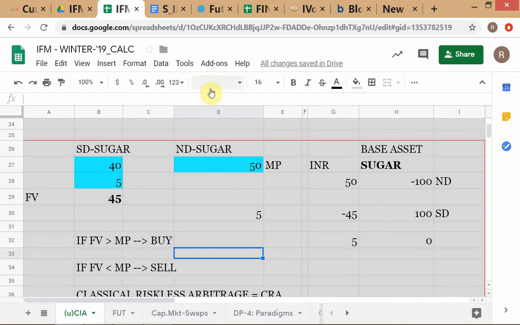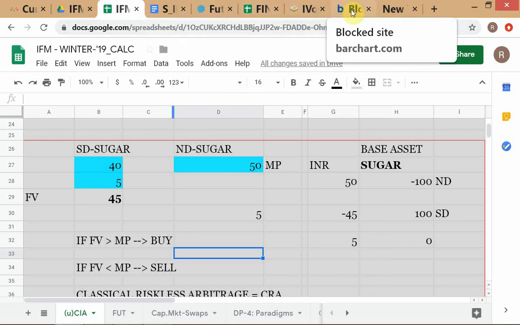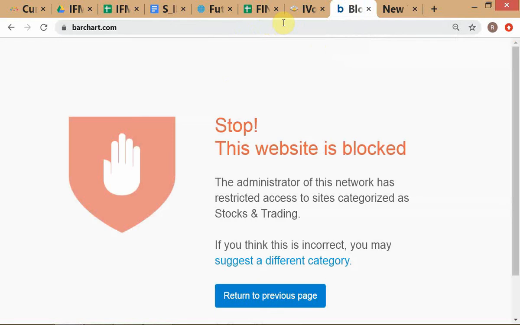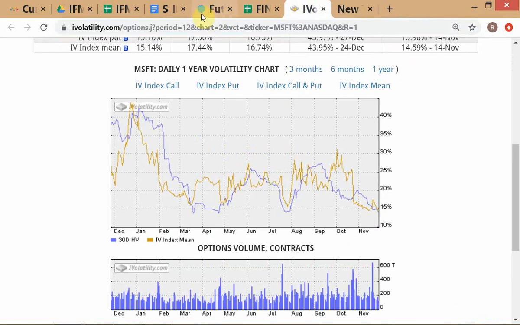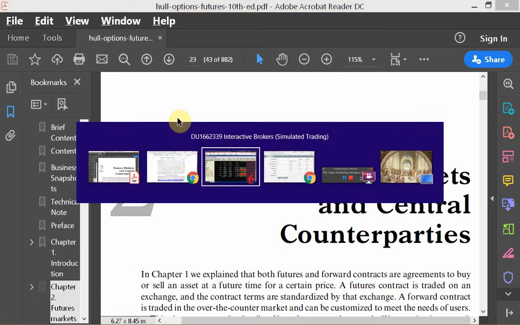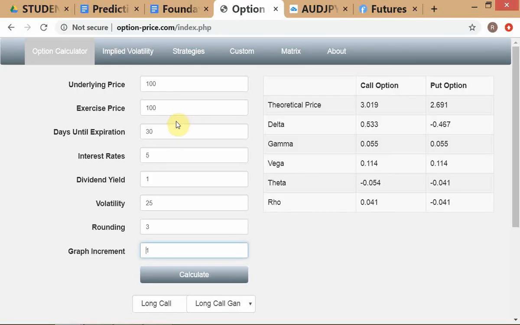So now tell me, why is an option valuation model... first, what happened here? The bar chart is blocked. Oh, so when I load it, even though I loaded it in my office, when I come down here it's blocked. Okay, all right.